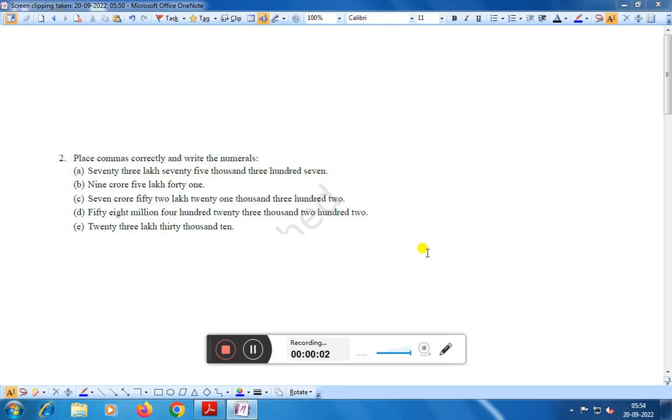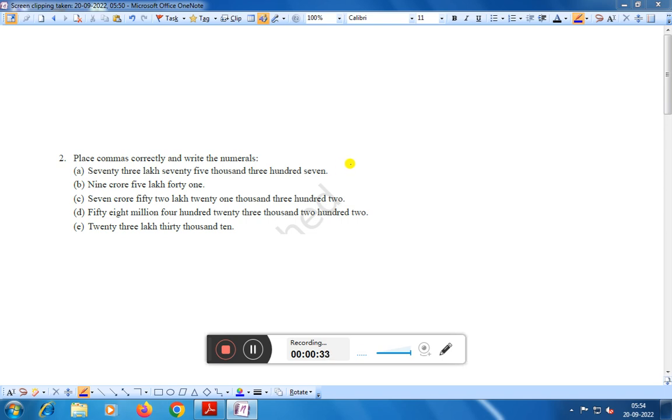Dear friends, today we discuss question number 2, that is knowing our numbers, exercise 1.1. Question number 2 is: place commas correctly and write the numerals. Number A is 73,75,307. First we are writing the numeral, after that we will place the commas.